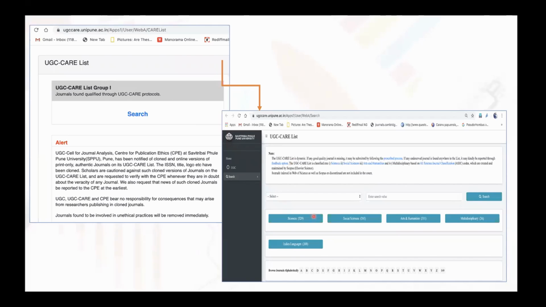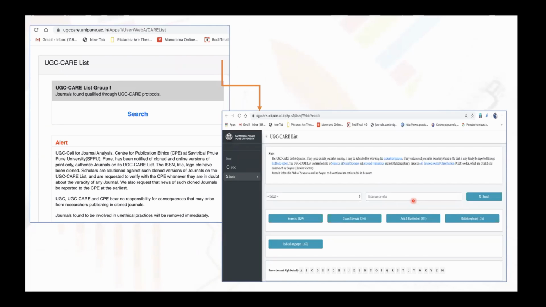You can see different subjects are there, and they mention the name of the journal. So if you are not finding a journal in Web of Science or Scopus, you check the UGC CARE list and verify that. Based on the complaints received by the UGC, they may sometimes remove journals, and you cannot complain that it was there earlier. You have to check periodically before you submit.